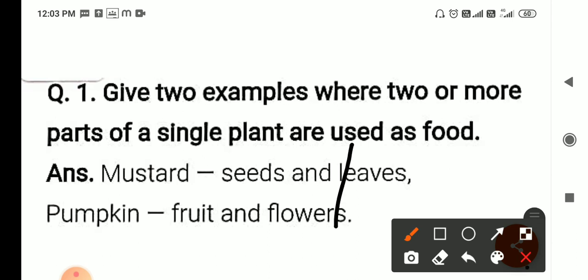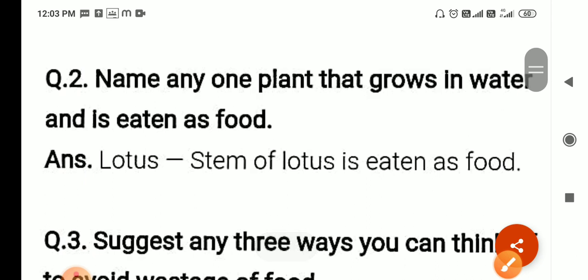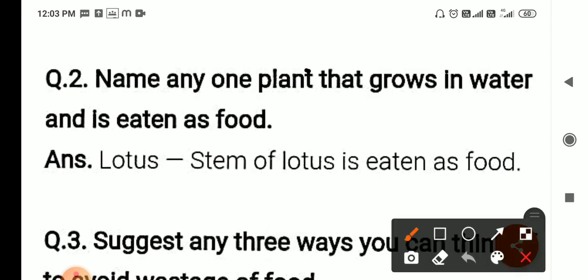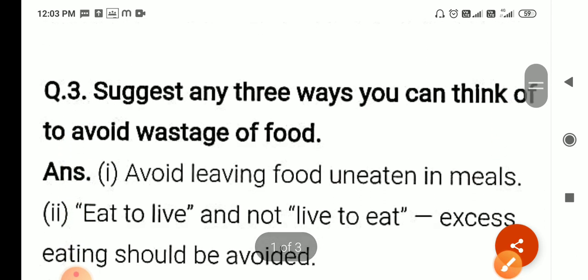Now next is, name any one plant that grows in water. You have to give the name of the one plant that grows in water and is eaten as a food. Then the answer is lotus. In case of the lotus, the stem of the lotus is eaten. It may be used in making the vegetables or in pickles also.